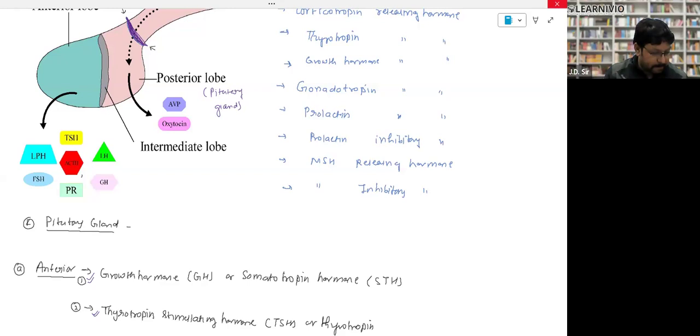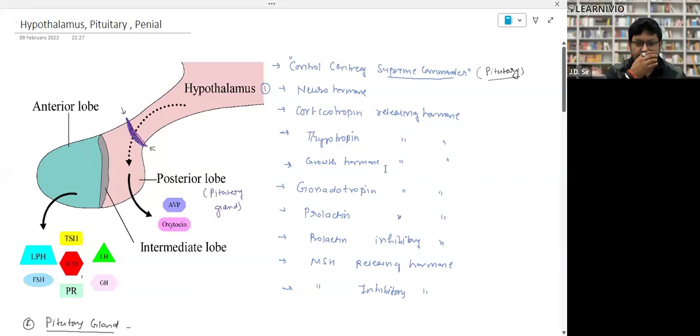Please note down. Hypothalamus gland lies inferior to the thalamus. Full stop. It provides an anatomical connection between the nervous and endocrine system.